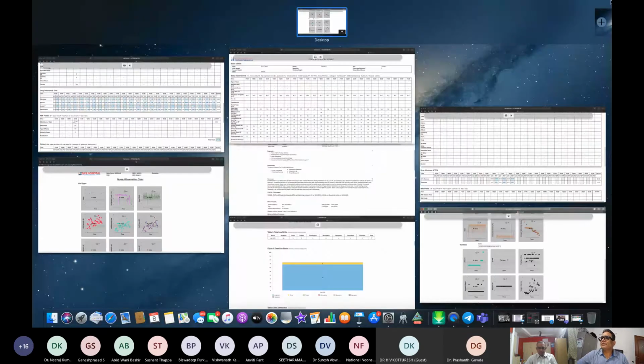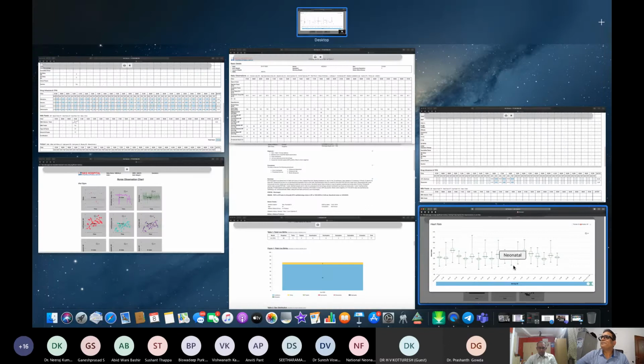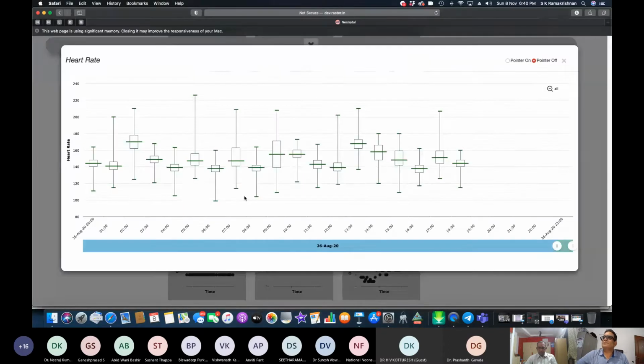You can set it all up in one chart, or it can be displayed in different charts. So this is the graphical representation of the data. You can see here that the heart rate is displayed in a continuous manner, and you can see the median, the interquartile range, and the range of the heart rate during that 1 hour period. So everything is graphically presentable.